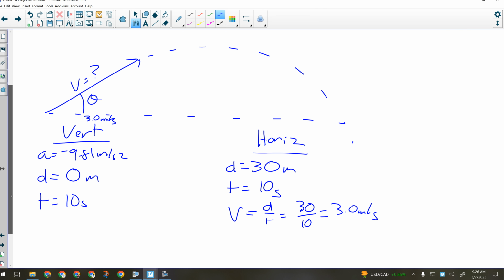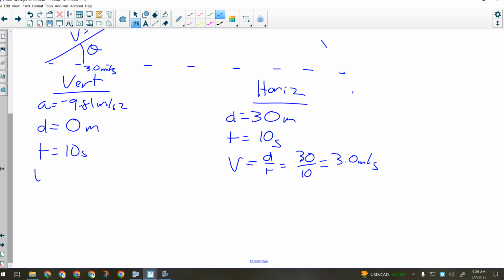Now, here's the algebra trick. I don't know what VI is, but I need it because it's the other side of that triangle. But if we're talking about the launch point and the impact point being the same, what's the relationship between VI and VF? They're the same, but opposite. So here's the algebra trick. VF and VI have the same magnitude. That is, they're the same number. One is negative, one is positive.